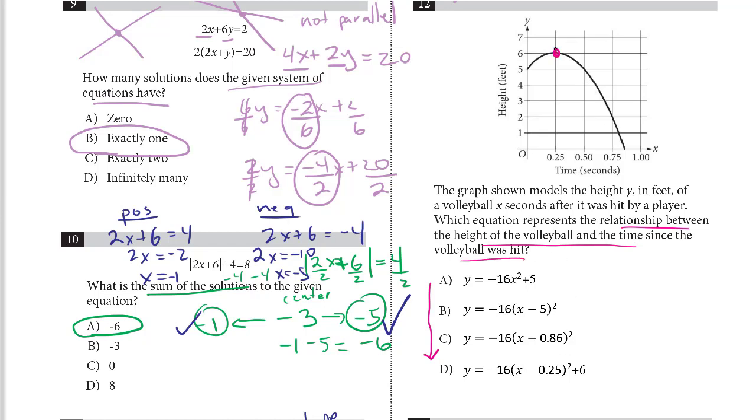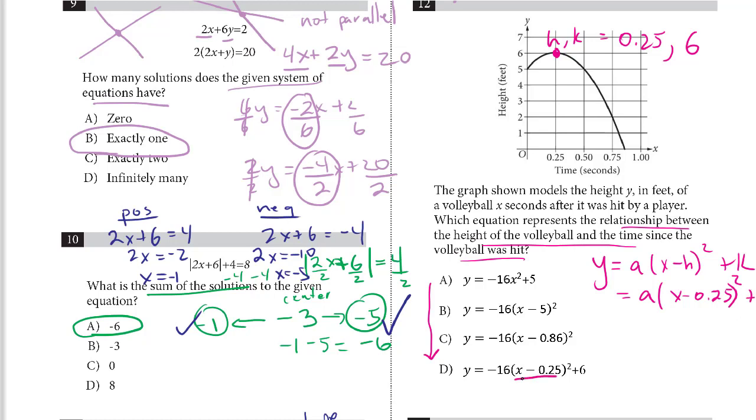Well, again, we need to know our (h, k), which is the maximum point. (h, k), our vertex, is going to be (1/4, 6), so 0.25, 6. My quadratic equation in vertex form is always a times (x minus h) squared plus k. Well, in this case, that's going to be a times (x minus 1/4) squared plus k is 6. That's going to be (x minus 1/4) squared plus 6. It's going to be D.